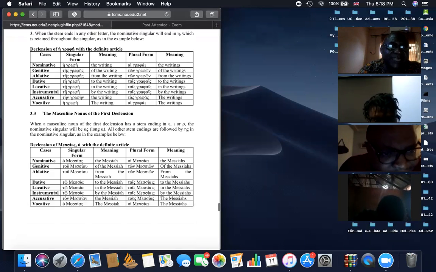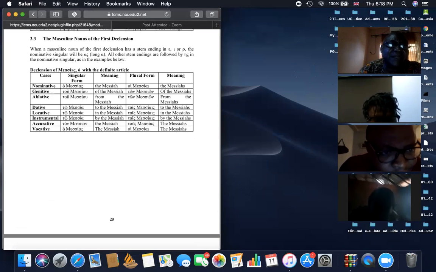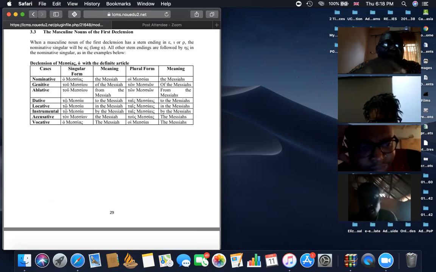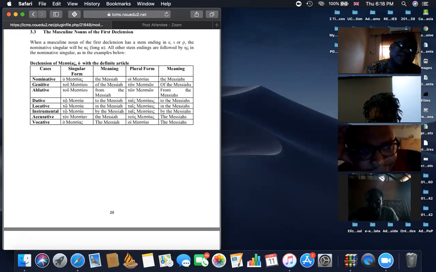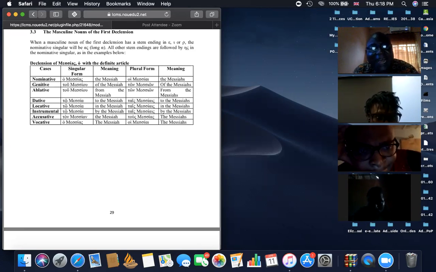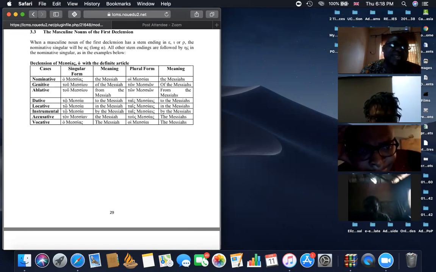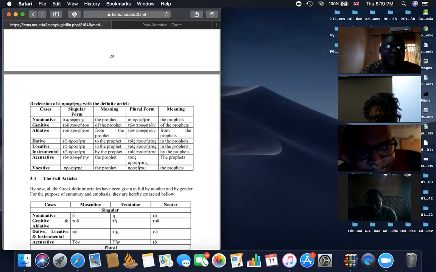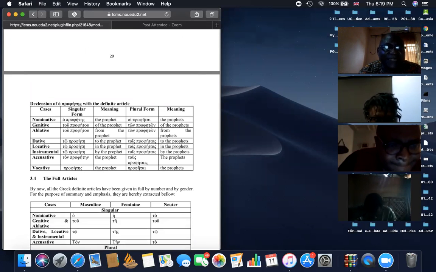The same thing goes on with Messias. Even though Messiah is a masculine word, it however followed the feminine declension. It goes on with the word ending in alpha, Messias. But when it comes to the declension, in the genitive and ablative, it went back to the masculine and used u. But in the dative, locative, and instrumental, it came back to the feminine and used a. So take note of Messias. The same thing with prophetes. Prophetes, prophetu, prophete, and propheten.